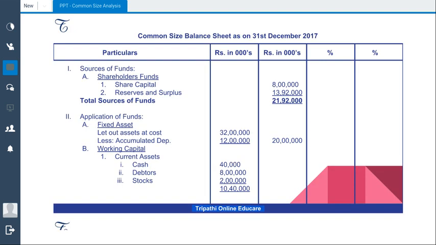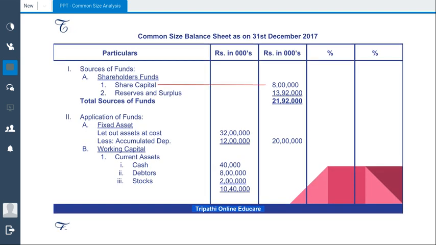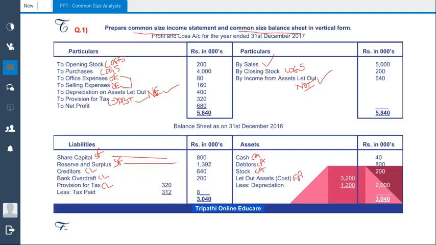So let us record this. Share capital is 800. We have converted into 1000. It is 8 lakh. Reserves and surplus 13 lakh 92,000. So total sources of fund is 21 lakh 92,000. Now fixed asset under application of fund. As you know, we have 32 lakhs of fixed asset and accumulated depreciation of 12 lakhs. So we can go back and check the question. Yes. So you can see fixed asset 3200, which is converted into thousands.